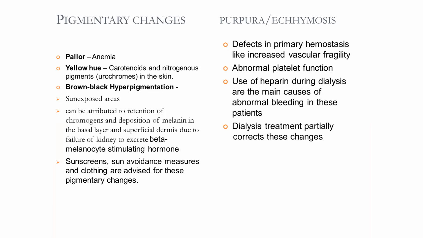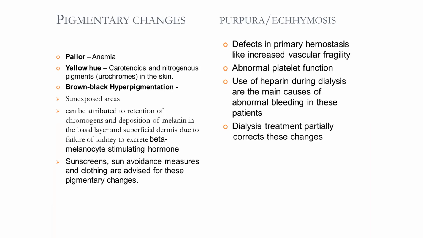Pigmentary changes: pallor, anemia. Yellow hue due to carotenemia and nitrogenous pigments, urochromes in the skin. Then brownish black hyperpigmentation on the sun-exposed areas, which can be attributed to retention of chromogens and deposition of melanin in the basal layer and superficial dermis due to failure of the kidney to excrete beta melanocyte stimulating hormone. Other treatment methods: sunscreens, sun avoidance measures, and clothing are advised for these pigmentary changes.